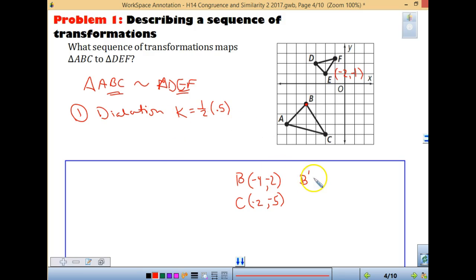Let's do that with each of our new points B and C. Hang on, Sammy, we'll get to you. So -2, -1, right? -2, -1, that's going to be my new point B prime. And my new point C prime is going to be at, if I was looking at that, what would I have, Devin? Negative. Yes. So I go to -1, -2.5.